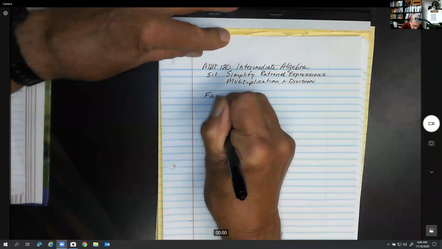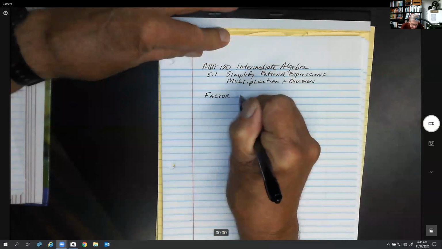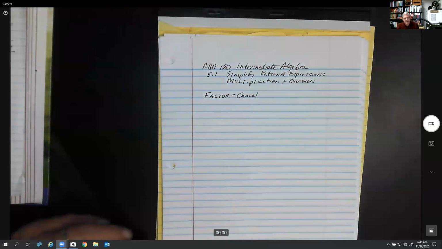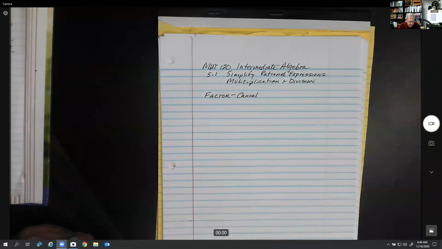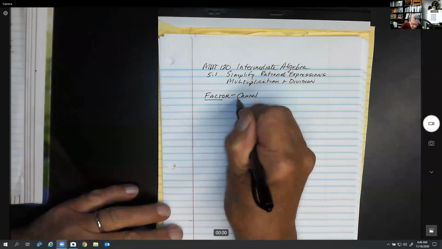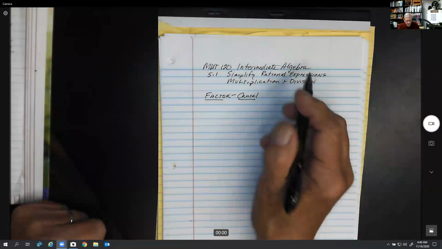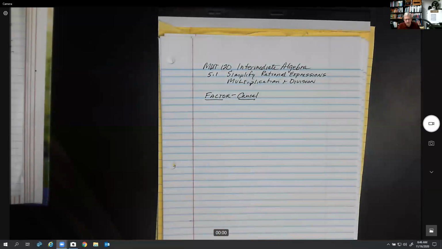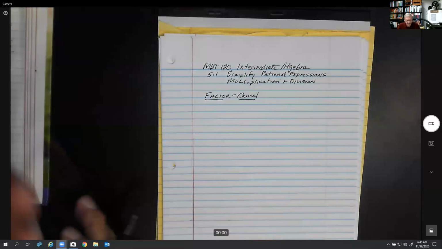Factor, if you can, and then cancel. Sometimes it's not possible, but most of the time it will be. And you just go ahead and factor the problem out and try to cancel what you can. We said it'll work for rational expressions, and that's all we're doing is simplifying. A rational expression is just a kind of fraction that has a variable in it. So we refer to it as a rational expression.